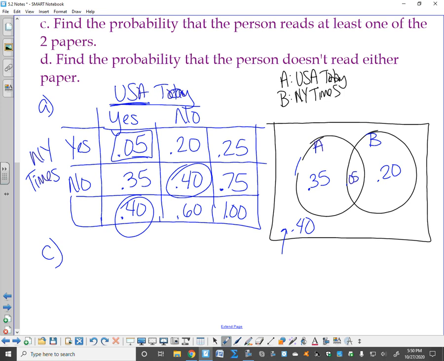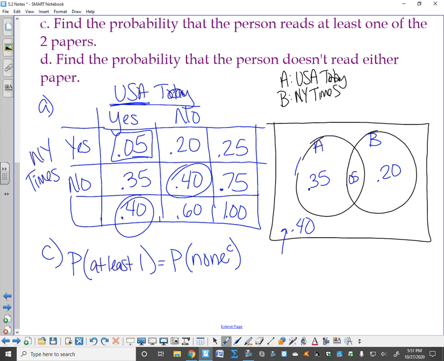All right, part C. Find the probability that the person reads at least one of the papers. Okay, so if I want the probability of at least one of the papers, well, that to me is the complement of reading none. If I read at least one, that means I could read one, I could read the other, or I could read both. Instead of doing it that way, I'm just going to find the probability that I don't read any.